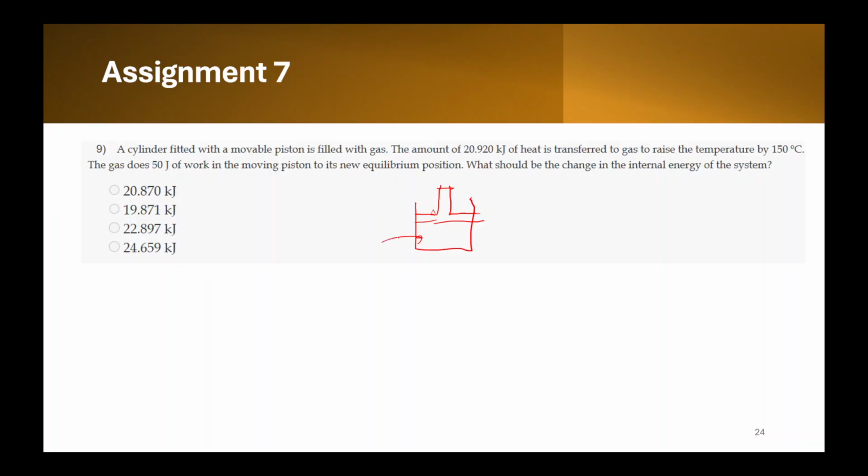So there is some heat being added. There is some work done in moving the piston to its new position. So there will be some work done by the system. So you see there is no kinetic energy, no potential energy.